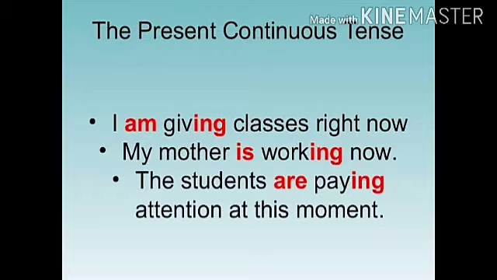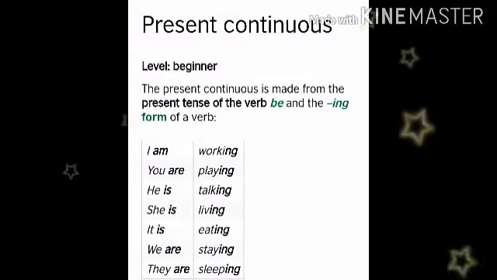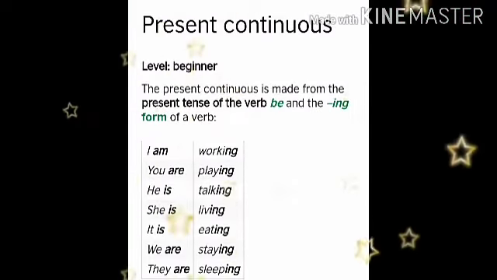Now, the point to be noted is that in all these examples, the ing form of the main verbs is used. And we can see the helping verbs is, am, are. This is only our present continuous tense. Present continuous tense is made from the present tense of the verb be, and these are is, am, are, and the ing form of a verb.